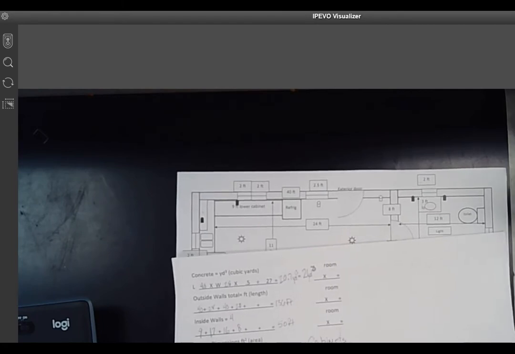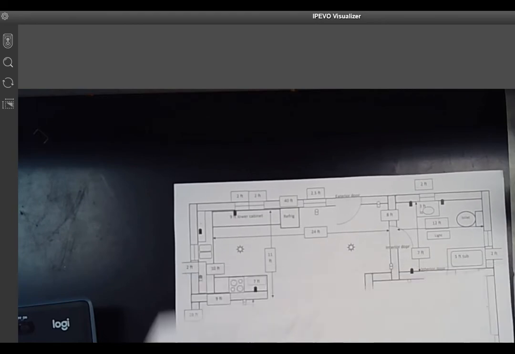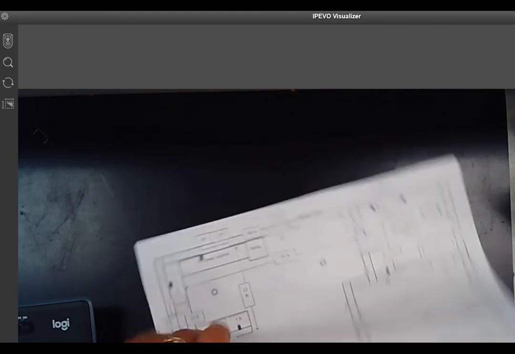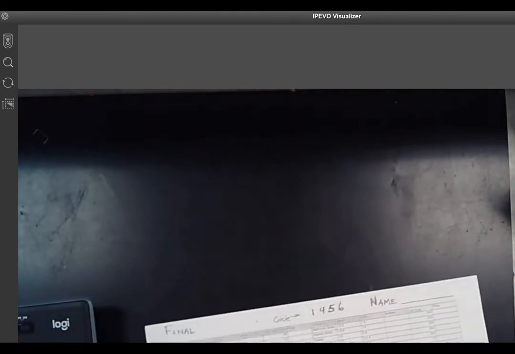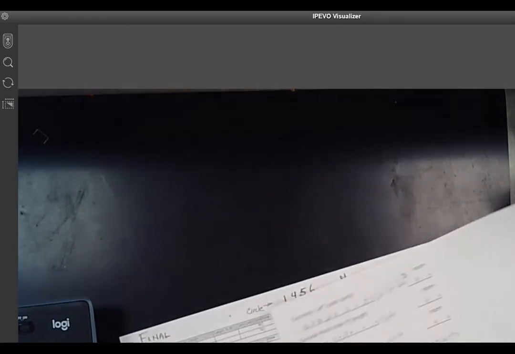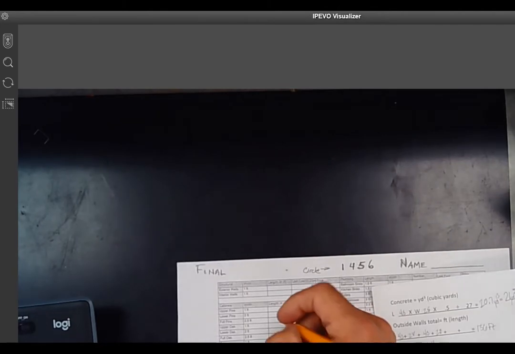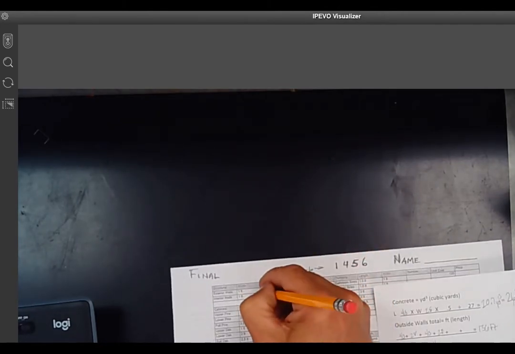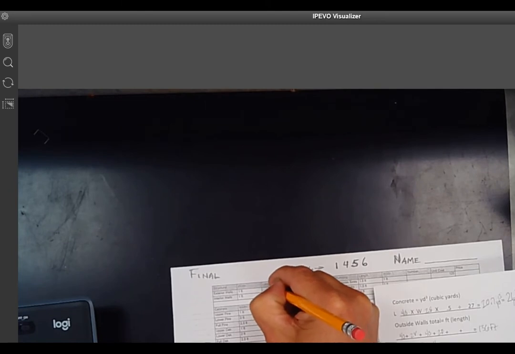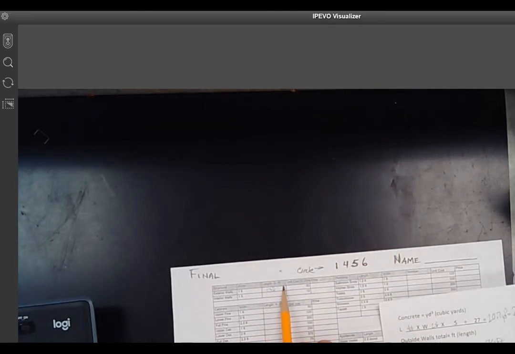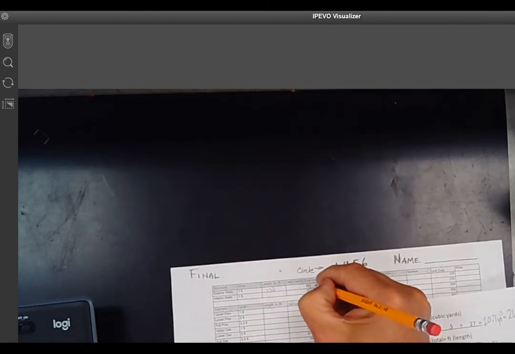So let's turn the sheet over and start filling in the paperwork. So here we got it. Now, first thing I'm going to fill in is exterior walls. Exterior walls should be 136 times 50 equals 6,800.